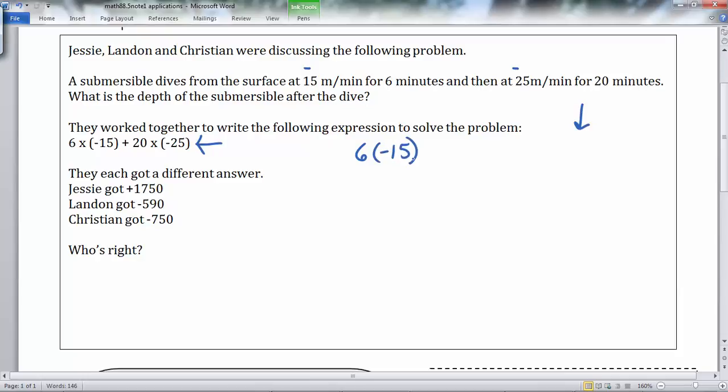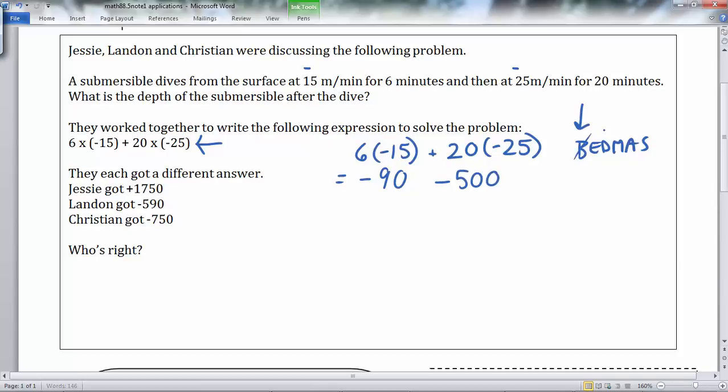So 6 times negative 15, I'm just going to leave that multiplying sign out and use the brackets. Totally another way to write this. And then 20 times negative 25. So order of operations, right, good old BEDMAS, says that I need to multiply before I add. So 6 times negative 15 is negative 90. And negative 25 times 20, right, is going to be negative 500.